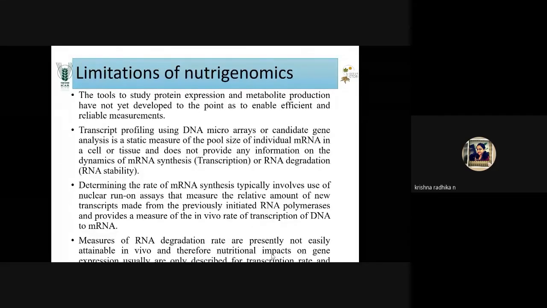Determining the rate of mRNA synthesis typically involves the use of nuclear run-on assays that measure the relative amount of new transcripts made from previously initiated RNA polymerases and provides a measure of the in vivo rate of transcription of DNA to mRNA. Measures of RNA degradation rate are presently not easily attainable in vivo, and therefore nutritional impacts on gene expression usually are only described for the transcription rate and mRNA abundance.